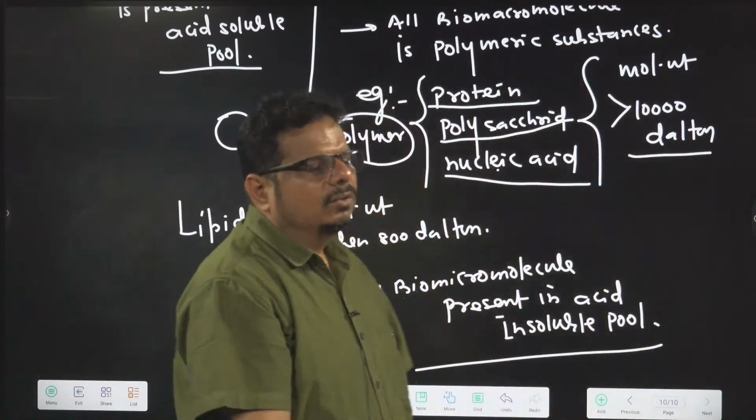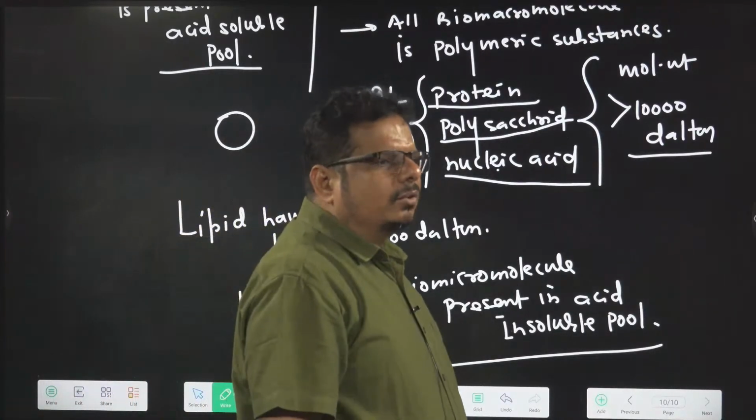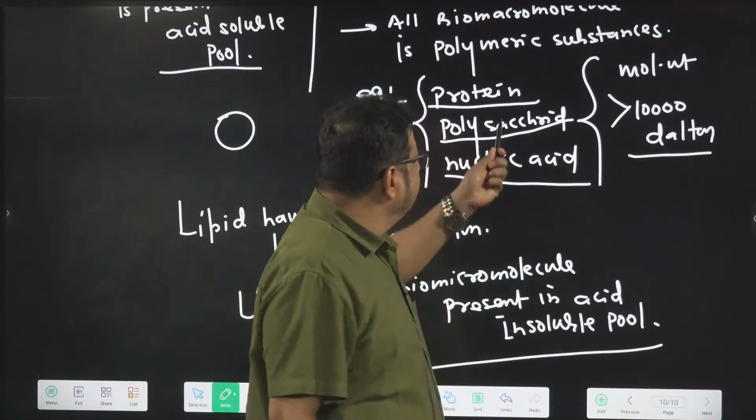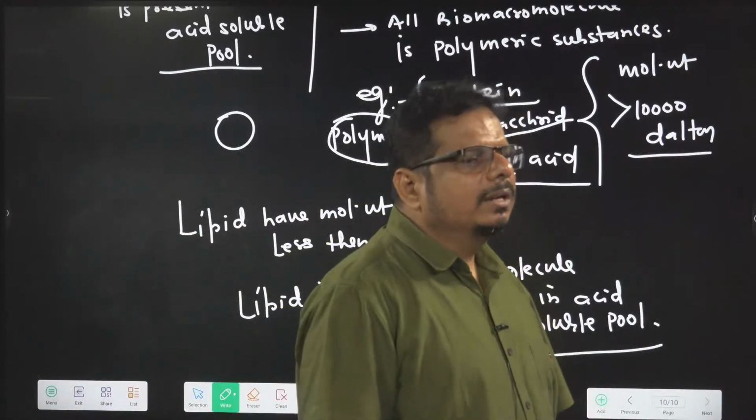Is it over? So you got which ones come under biomicromolecule and macromolecule. So except these three, protein, polysaccharide and nucleic acid, I am asking: is glucose a biomicromolecule or macromolecule?